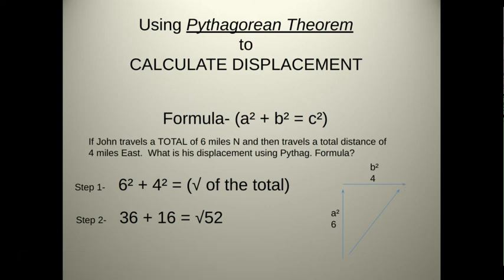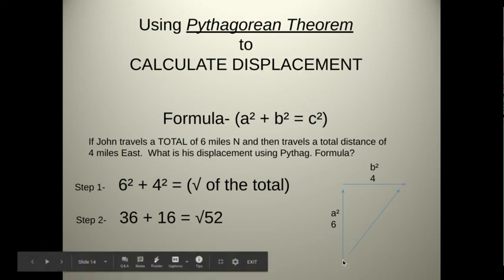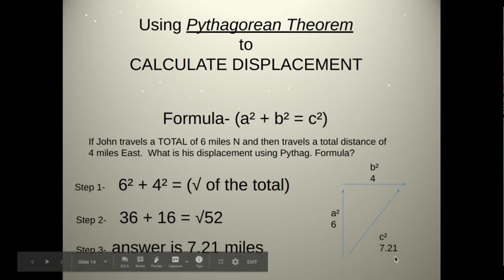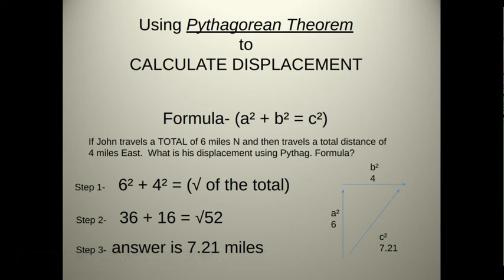But what is the actual displacement from where he started to where he finished? And that's where we use this formula. So the square root of 52 is 7.21 miles. So our C here, our displacement, is 7.21 miles. Remember, displacement is always less than the actual distance.